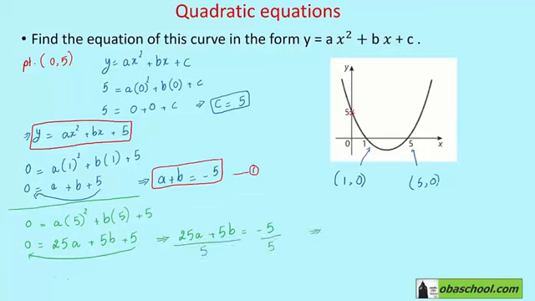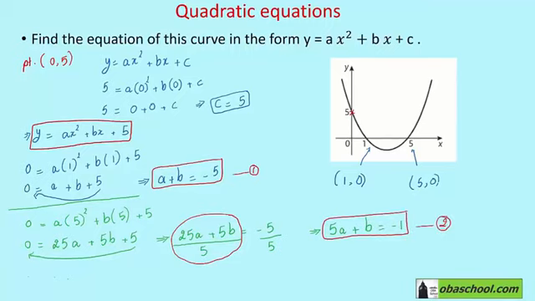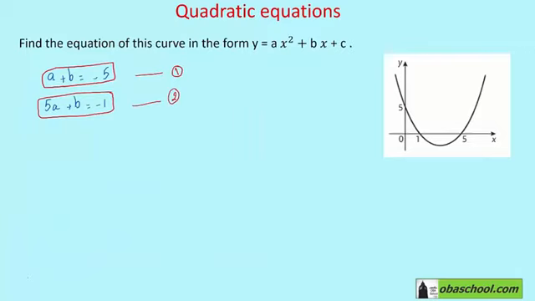Divide both sides of the equal by 5. So 5a plus b is equal to minus 1. And that happened since we had the same denominator here. So as you can see, we have found our second equation, which is 5a plus b equals minus 1. Now after finding these two, let's use the elimination method to find a and b.